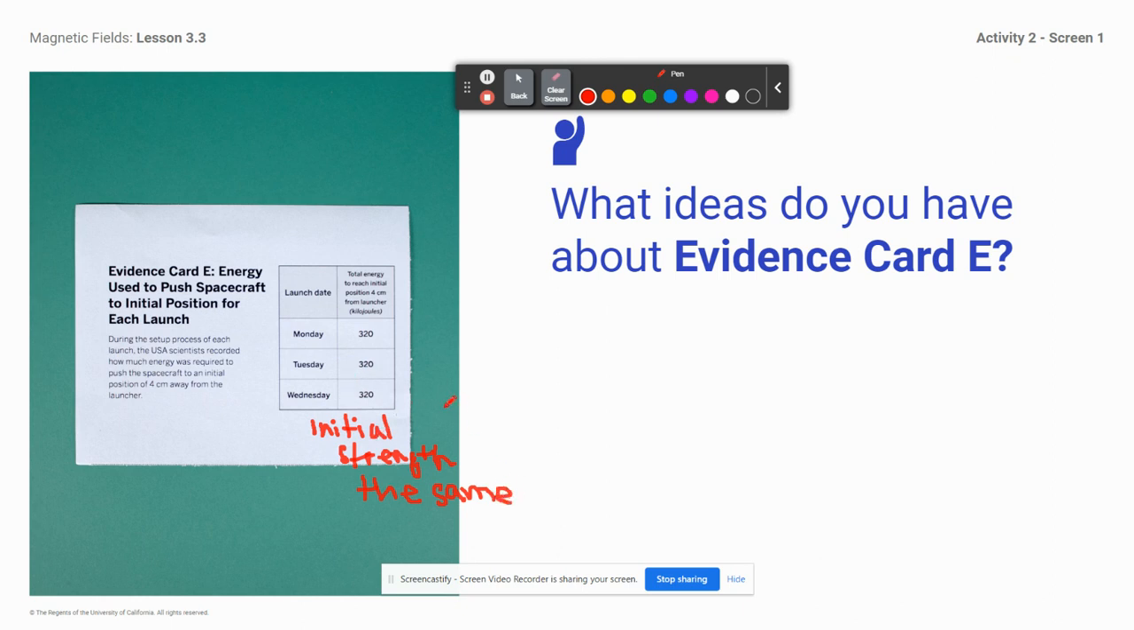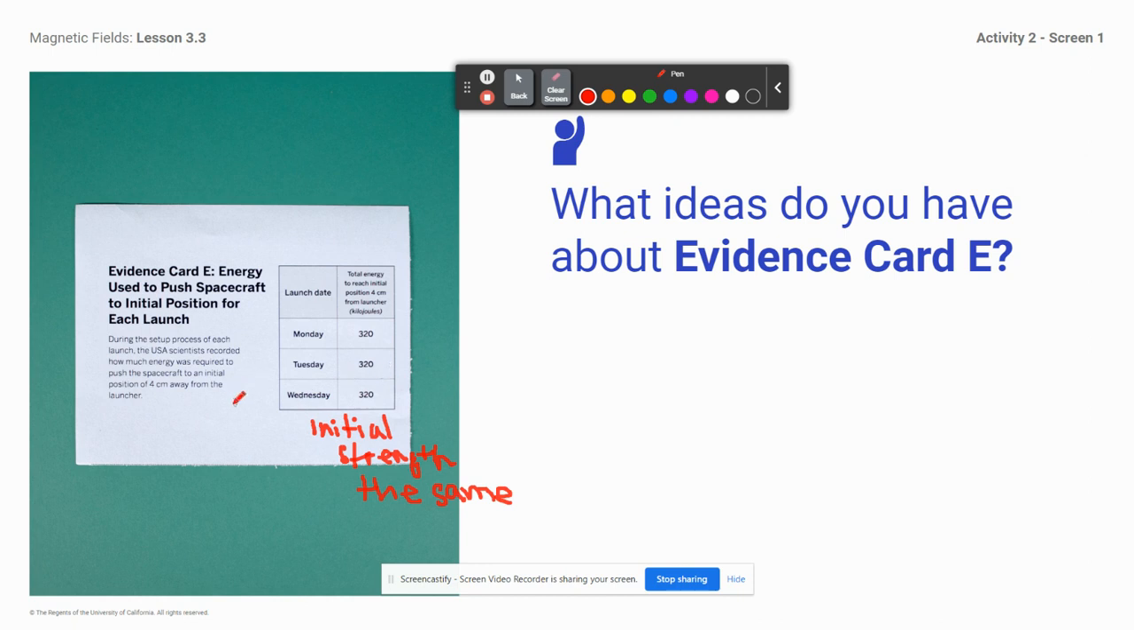Okay, so take a moment to write that down. I apologize for the penmanship here, but when I look at those, I see that the initial strength was the same every day. It required the same energy Monday, Tuesday, and Wednesday. Okay, so I summarize. Go ahead and make sure you write that on your paper. Initial strength the same for all 3 days.